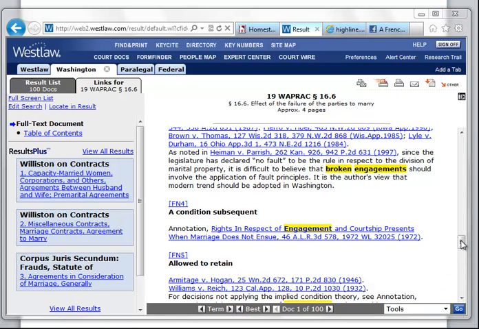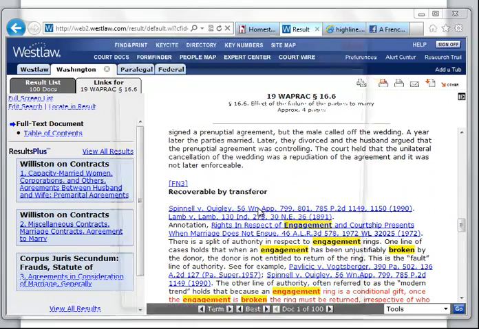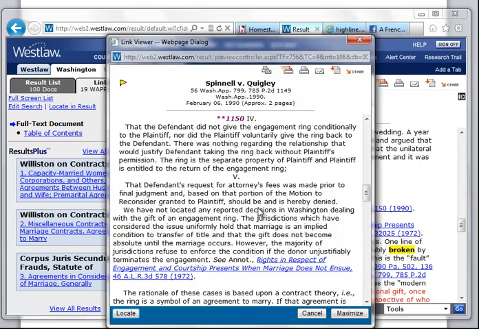So let's just grab this Spinell case and see what it says. Spinell versus Quigley. Okay. Great. So if we look at that, it gives us a yellow flag. Yellow means there is some unfavorable precedent, but the case isn't completely overruled.